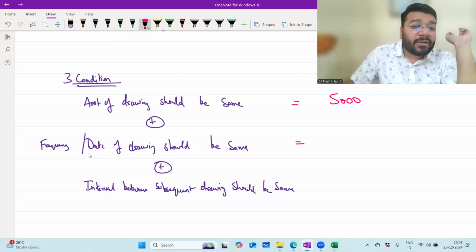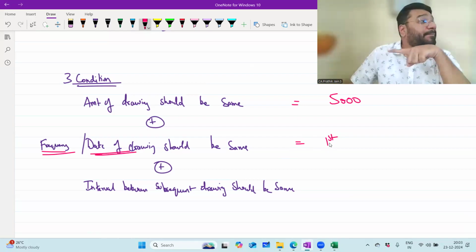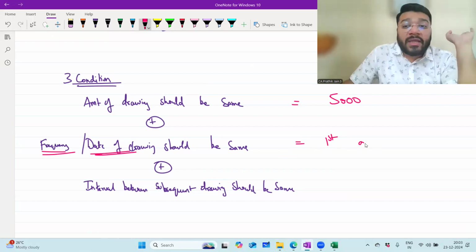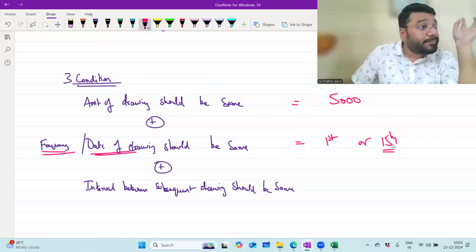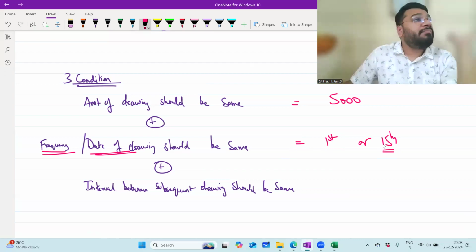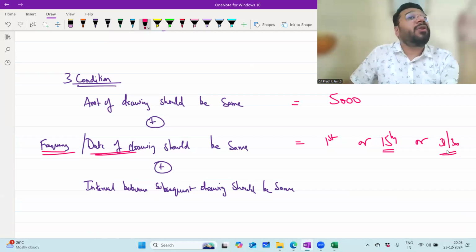Second, date of drawing or the frequency. If I have withdrawn the first drawings on the first of a month, I should withdraw on the first only. If I'm withdrawing on the first of any month or first of any quarter, I have to withdraw only on the first. If I'm withdrawing in the middle of any month, 15th, or middle of any quarter, or middle of any half year, I have to withdraw in the middle part only, not beginning or end. If I am having the habit of withdrawing at the end of the month, let's say 31st or 30th, every drawing should be withdrawn on 30 or 31 only.